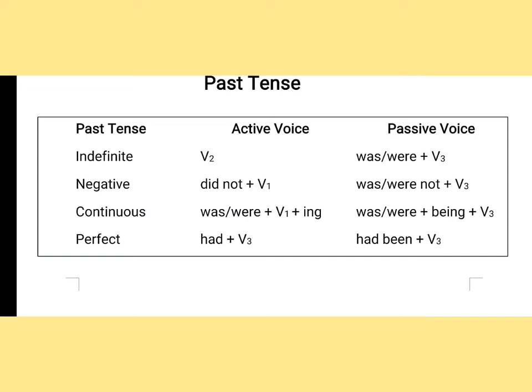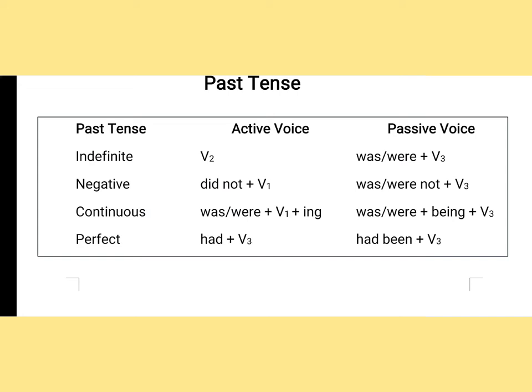So I have only told you about indefinite: that if we have a V2 in any sentence, then you will use this. You have to use was/were plus V3 in that same sentence, because in a passive voice we always have to use a V3.